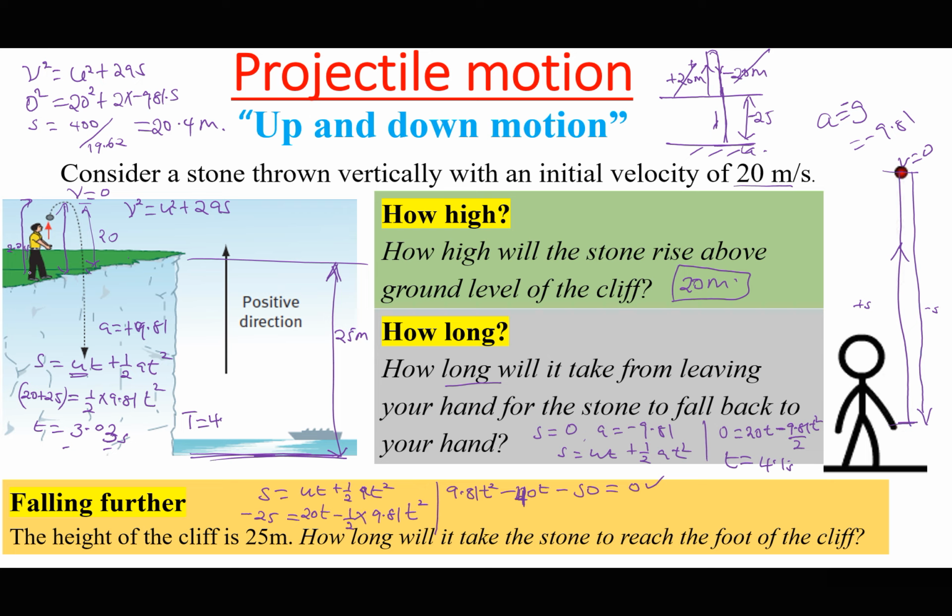2.04. Now the time from the highest point to the bottom of the cliff is 3.03, so the total time is going to be 2.04 plus 3.03, which gives us 5.07, or approximately 5.1. Approximately 5.1 seconds. So that is the total time.